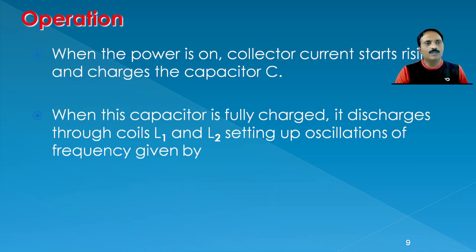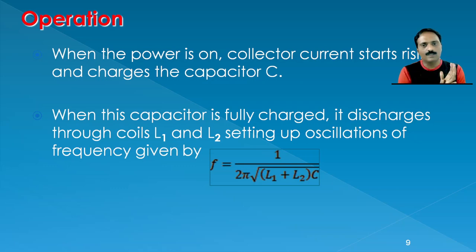And when you go for the working principle operation, when the supply is switched on, the collector current starts increasing and charges the capacitor C, and once the capacitor is fully charged, it discharges through the coils L1 and L2, producing the oscillations of the frequency given by f = 1 / (2π√((L1 + L2)C)), where L1 is the inductance of the first coil, L2 is the inductance of the second coil, and C is the capacitance of the tank circuit.